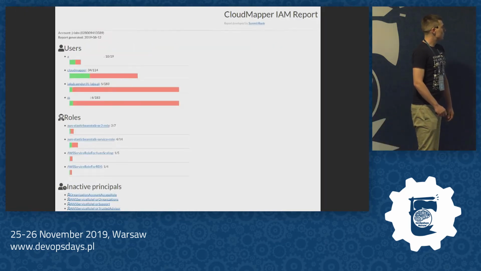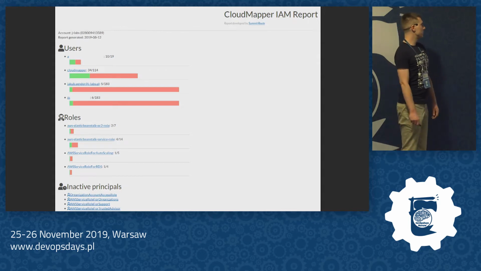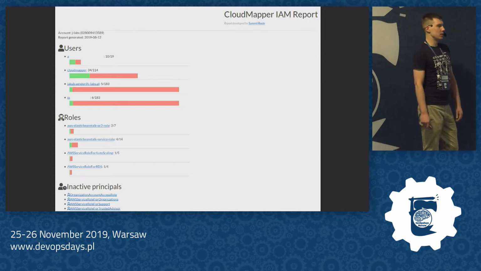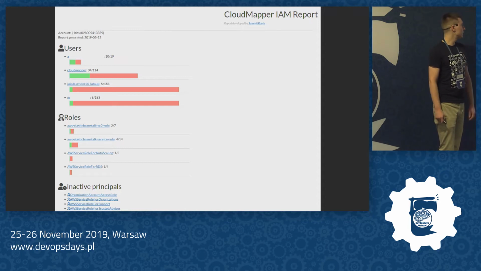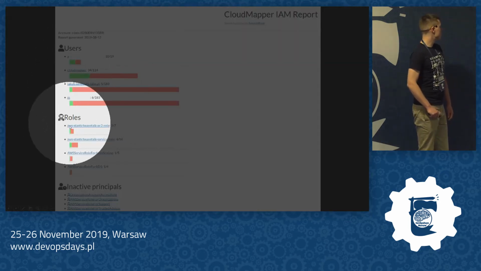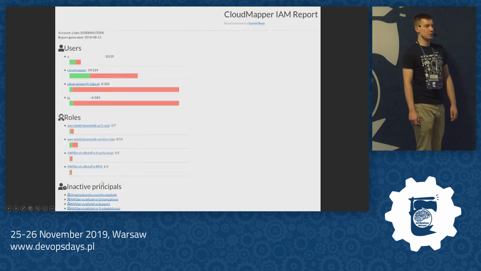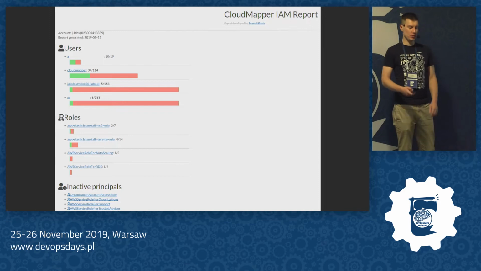And there is also a report similar to this basic report that's more focused on identity and access management. So it lists all of the users, roles, and inactive principals, for instance, as well. So that's something to consider when cleaning up your AWS account.